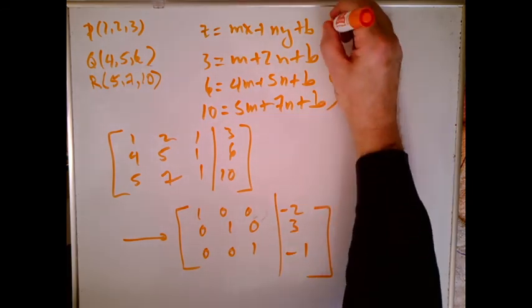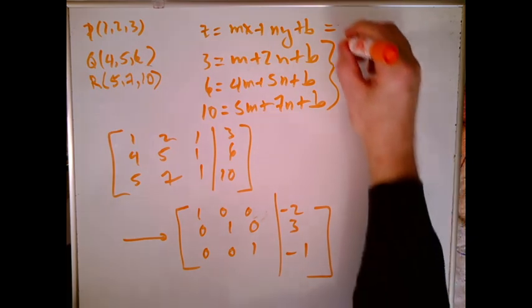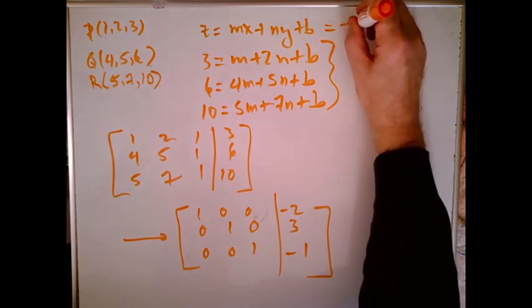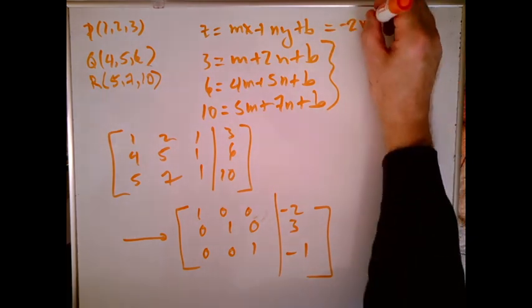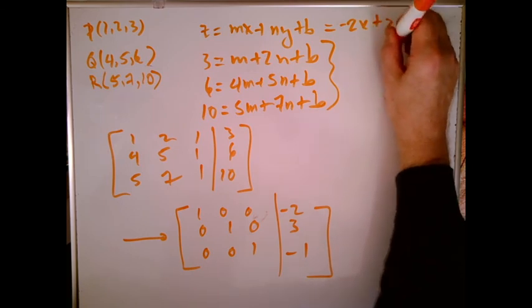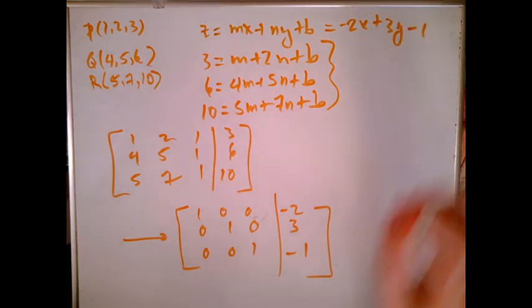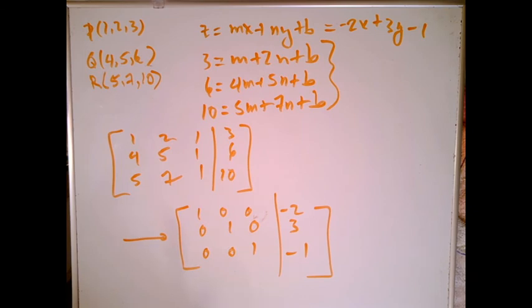So our final answer that should work should be something like minus 2x plus 3y minus 1. And that actually does go through all 3 points. Ta-da!